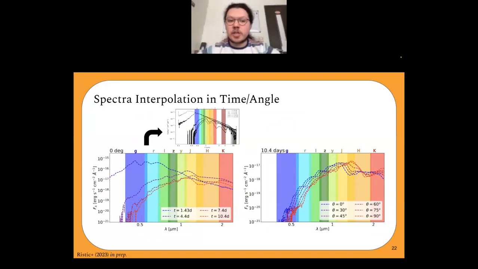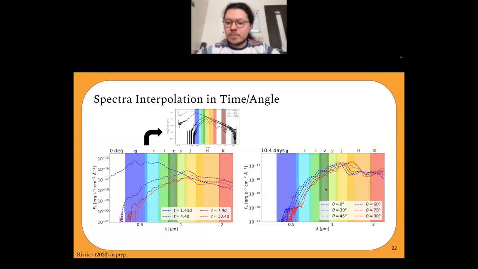With our spectrum interpolation, we can also interpolate in time and angle. Before, I showed this plot of the evolution of the spectrum for one of our simulations over time. We can recreate that with our interpolation, shown in this figure in the bottom left, where for a fixed angle of 0 degrees, we can see the evolution of a specific spectrum over time at 1, 4, 7, and 10 days.